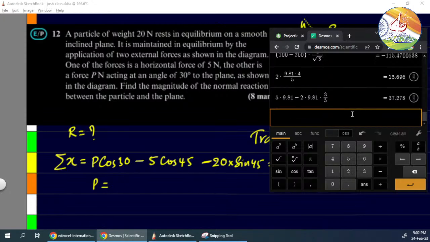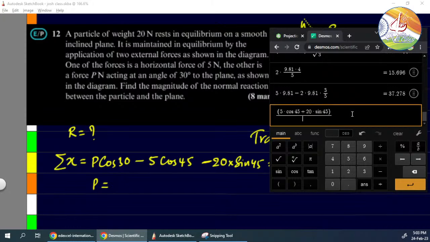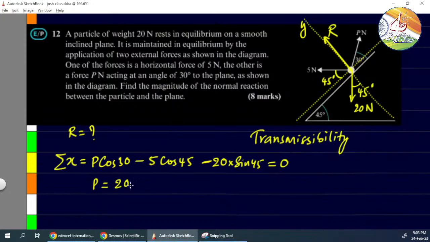So both the terms are negative, send it to the other side. So 3 cos 5 cos 45 plus 20 sine 45 whole divided by cos 30, correct? Yes. So 20.41 newtons. So we got the value of P now. Now by using the value of P we can get R. Now we have to do sigma y.